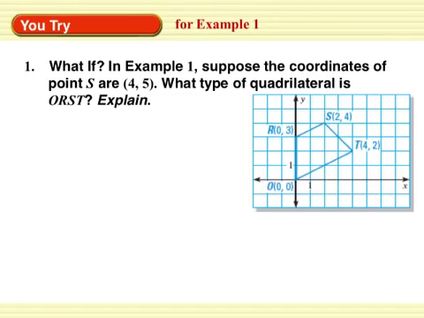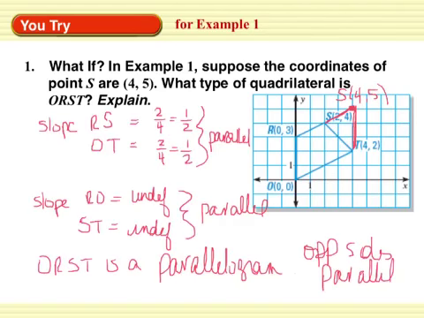You try. What if, in example 1, suppose the coordinates of point S are 4, 5. What type of quadrilateral is ORST? Explain. Okay, so I'm going to push pause and you guys can work on that one. Okay, I did the slope of all the opposite sides and found that they were equal. The slopes of the opposite sides are equal, so the opposite sides are both parallel. Both pairs of opposite sides are parallel. Therefore ORST is a parallelogram.